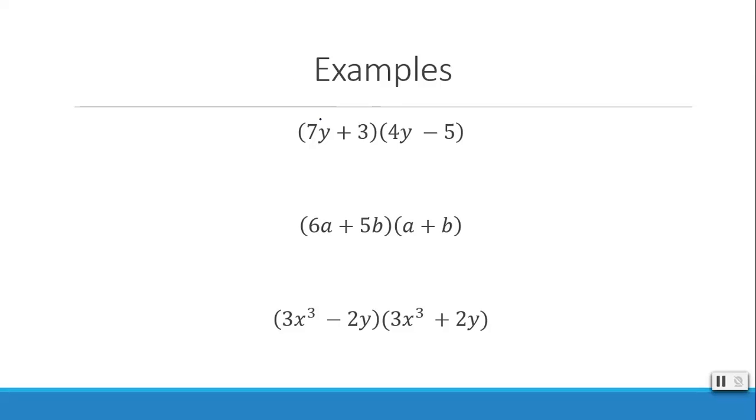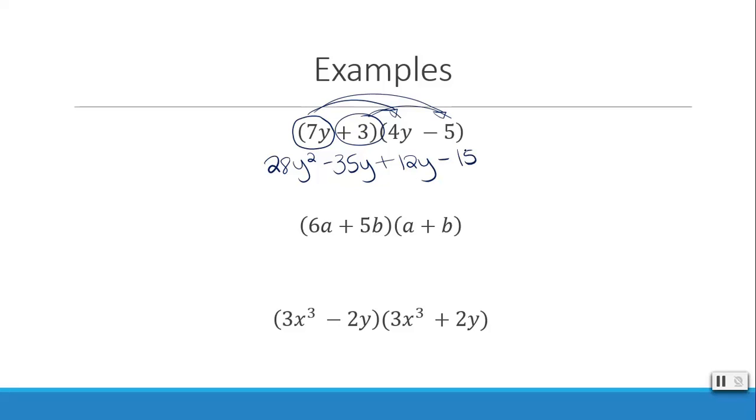So for example, I would start off by taking 7y, and I'm going to distribute to both of those in the second set of parentheses. So this is going to give me 28y squared. This is going to give me negative 35y. Next, I'm going to take the 3 and distribute it to both of those. So that's going to give me 12y, and that's going to give me negative 15.